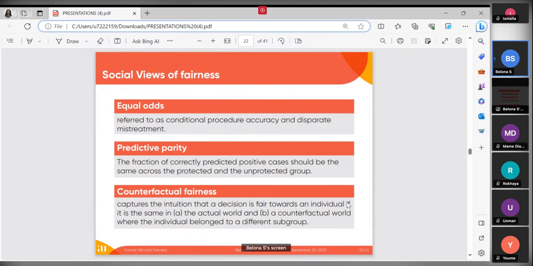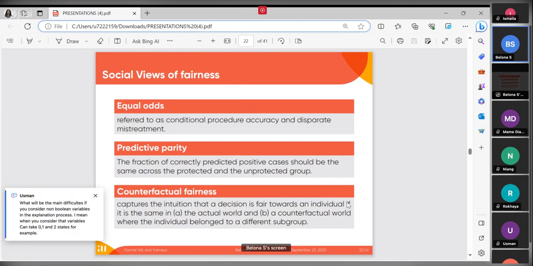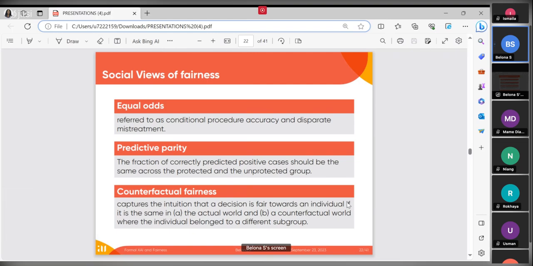Okay, in this slide, what I'm presenting to you is some views of fairness. People can look at fairness as equal odds, which means that we don't want people who are similar to have different outcomes. You can also look at it as predictive parity.